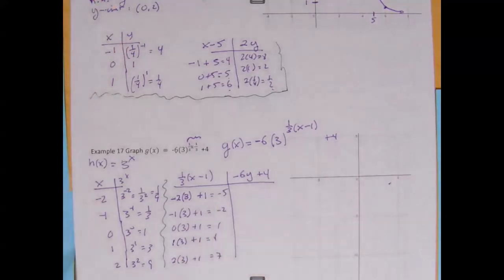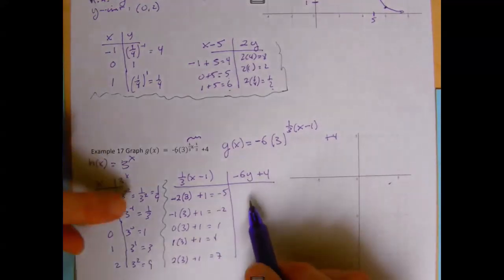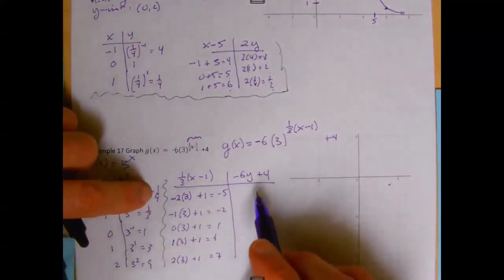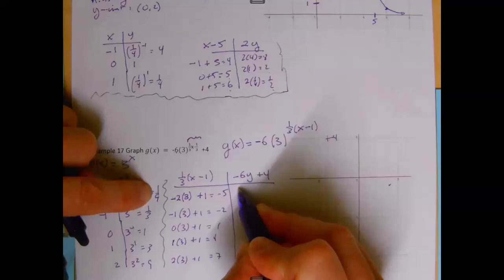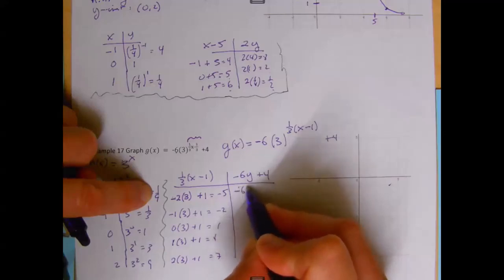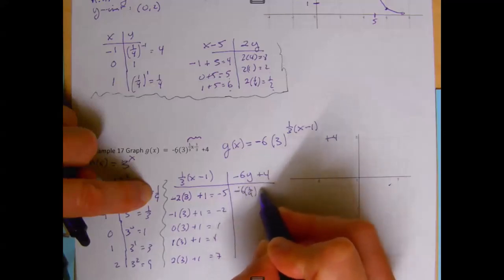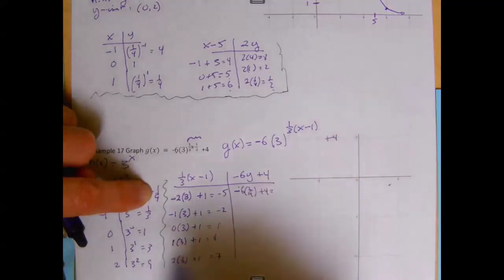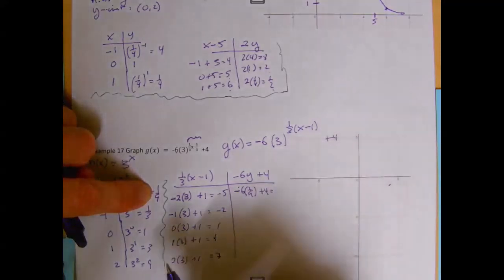Okay, so I got those components out of the way. Let's tackle the y's. I got 1/9 here. So I'm going to multiply the y's times -6. So -6 times 1/9 plus the 4. Okay, I can reduce that down a bit.